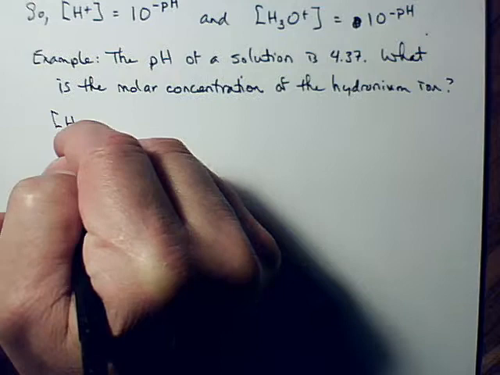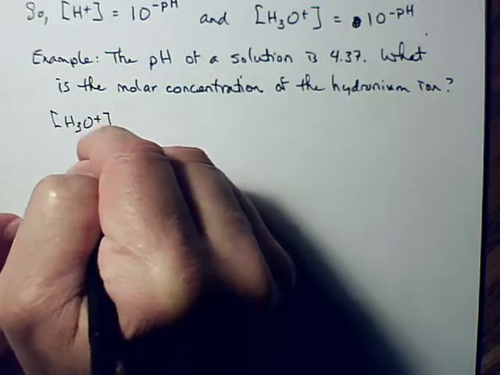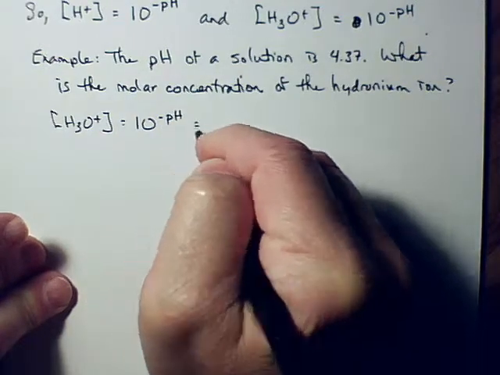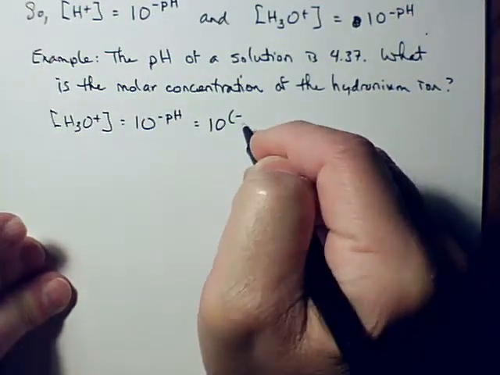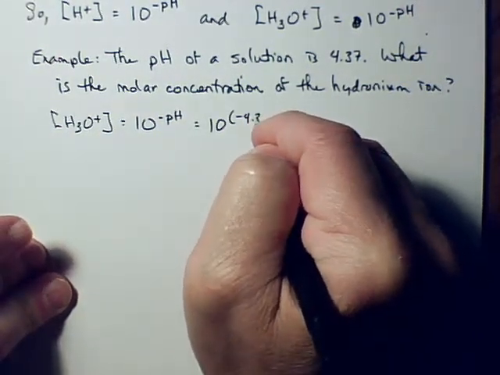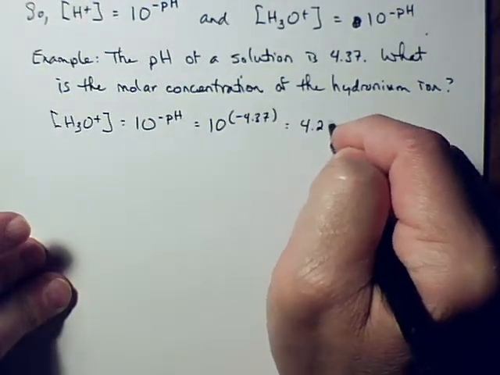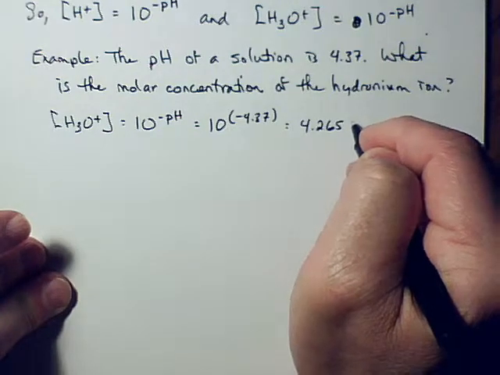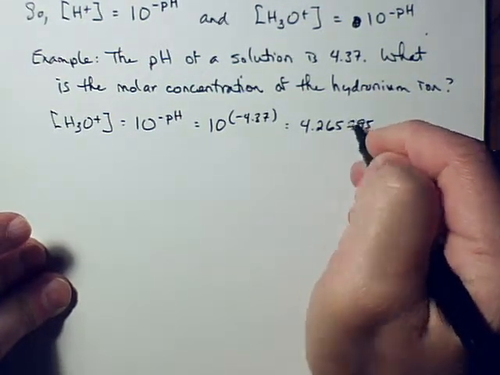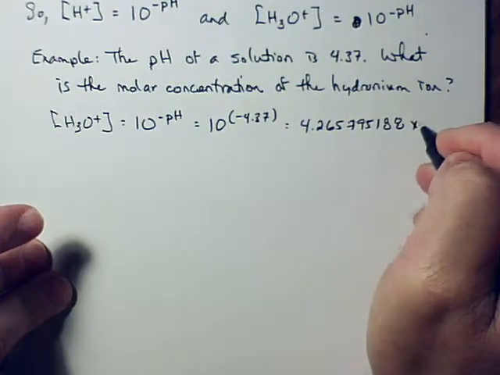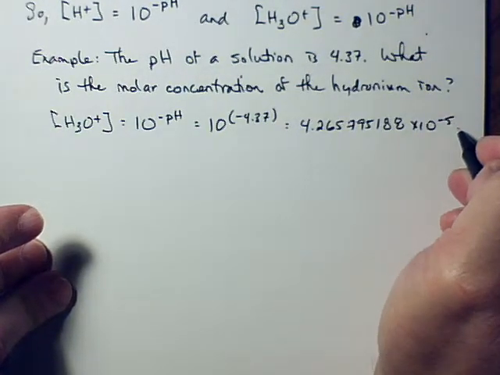So the molar concentration of the hydronium ion is equal to 10 to the negative pH, which is 10 to the negative 4.37, and that equals 4.265795188 times 10 to the negative 5.